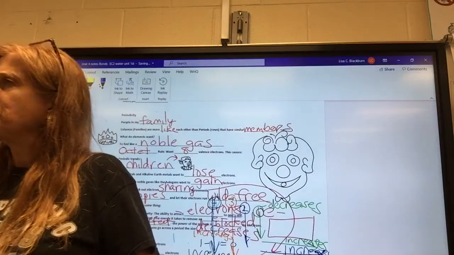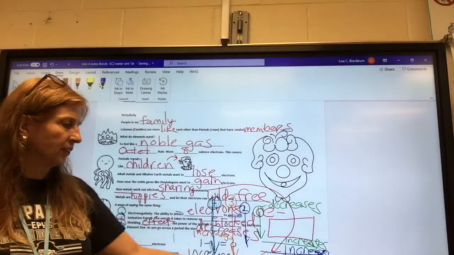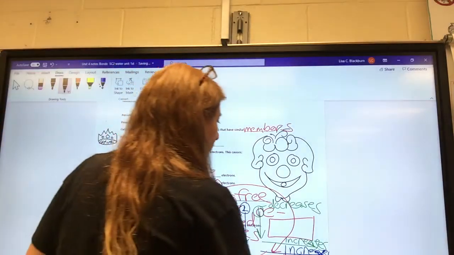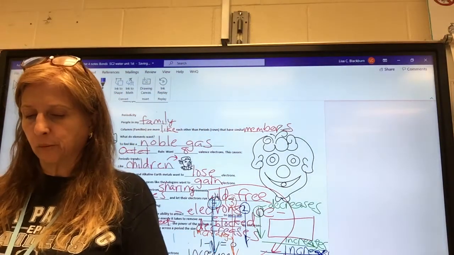So for number 4, as it goes down, it increases? As it goes down, it increases. As it goes across, it decreases. Okay, so those are our trends. That is periodicity. That's the concept.